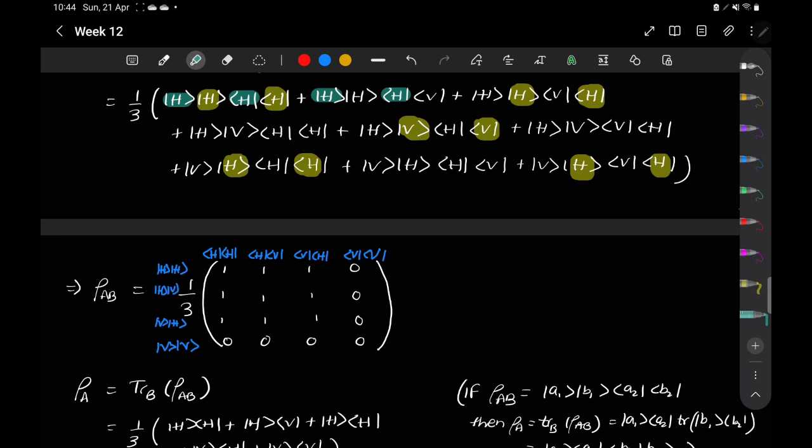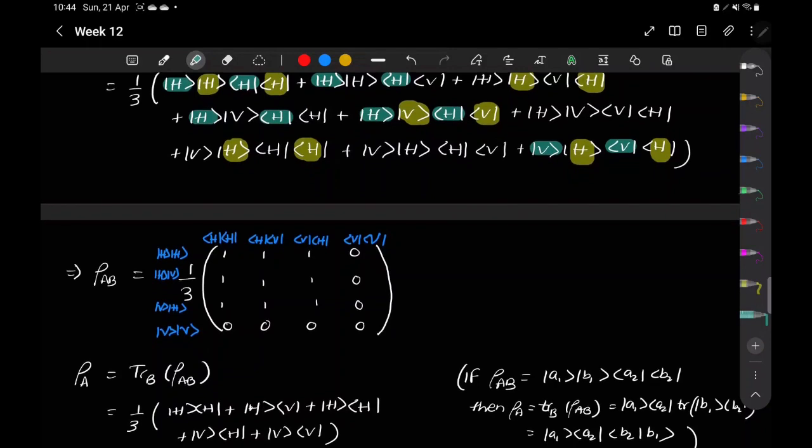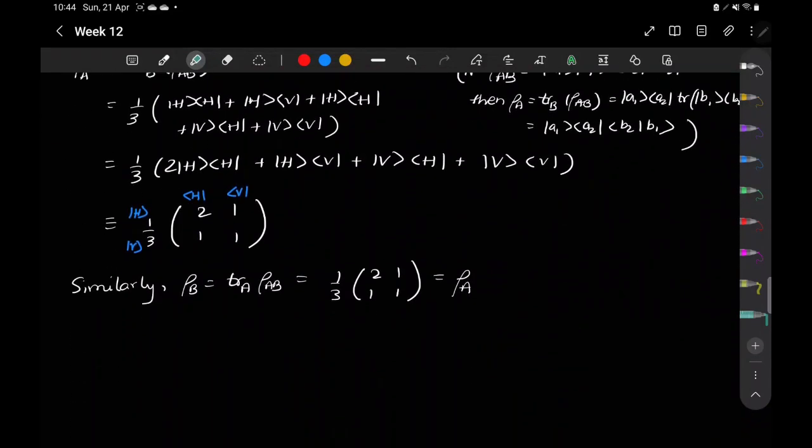This does not. Then this survives giving me VH over here. HH, HV, VH I have. Then this survives giving me VV. This does not, this does not, this does not, and then this survives giving me another HH over here. So that's how these terms are there. So row A turns out to be same as row B.